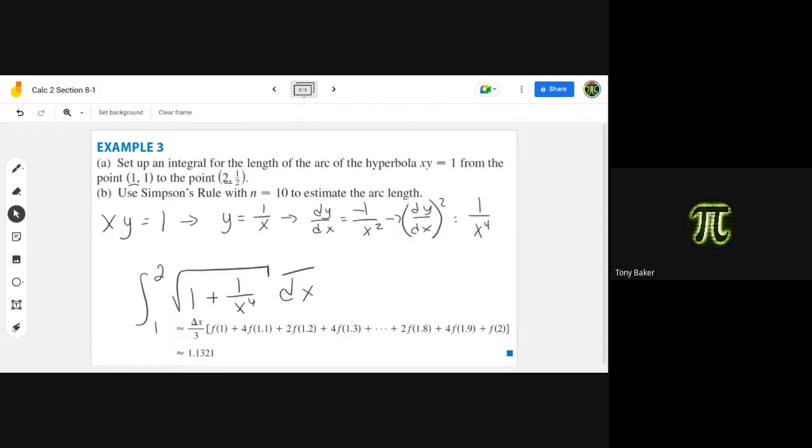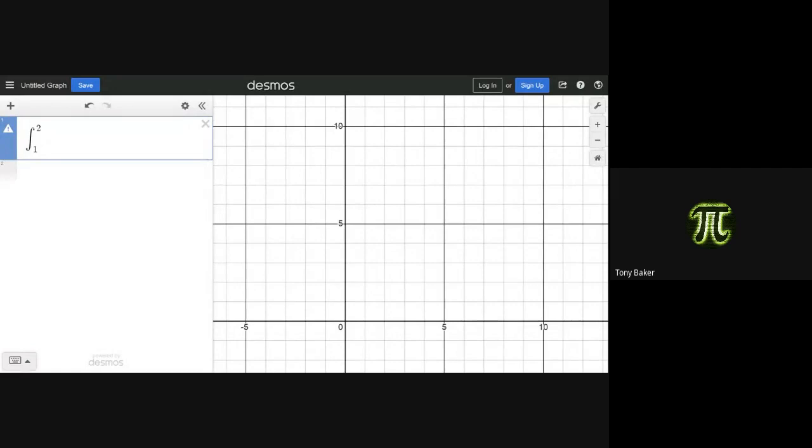However, we've got technology, so we're going to use technology. In Desmos, in the graphing calculator, you cannot do this in the scientific calculator. I don't know why they haven't put it in the scientific calculator yet, but it is in the graphing calculator. If you start typing in integral, it'll give you your integral symbol. Put your values in: 1 to 2, square root of 1 plus 1 over x to the 4th. And you have to put the dx at the end, and then it will give you the answer.